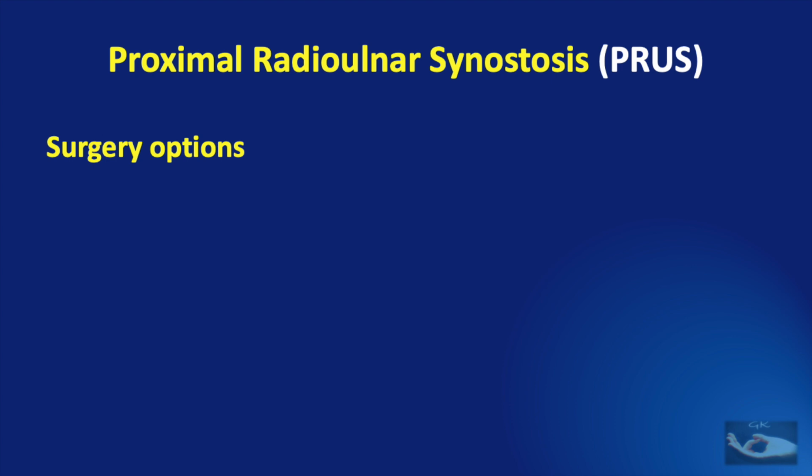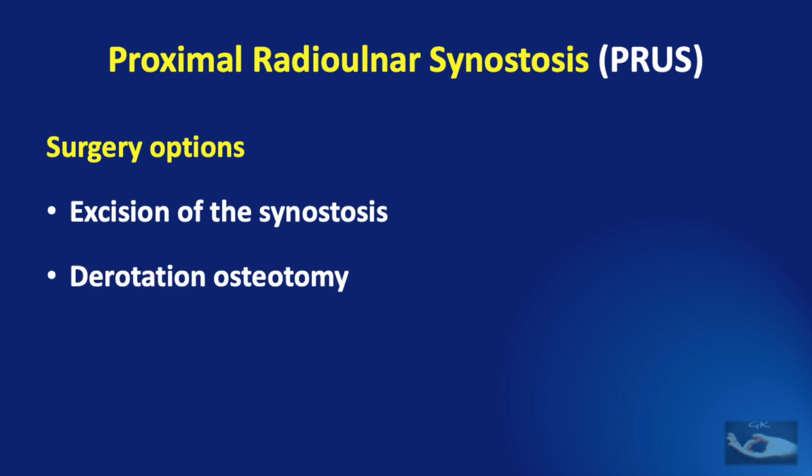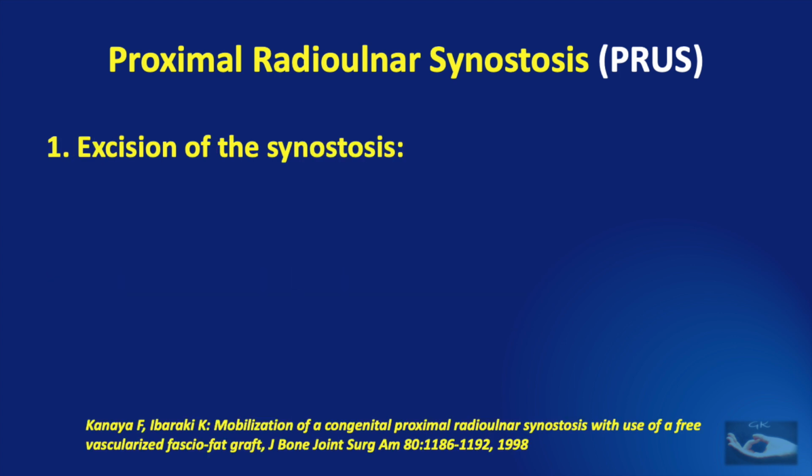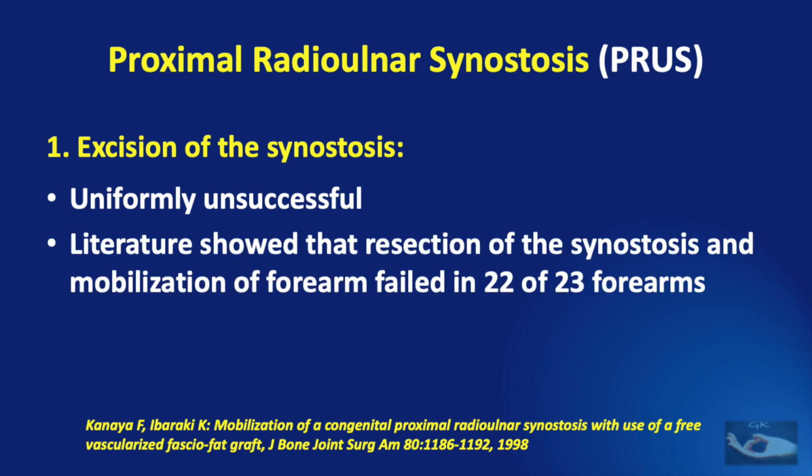There are two surgical options for management: excision of the synostosis and derotation osteotomy. The procedure of excision of the synostosis has been proved to be uniformly unsuccessful. Literature has shown that resection of the synostosis and mobilization of the forearm failed in 22 of 23 forearms. Interposition of a free vascularized fascial flap between the separated forearm bones may prevent recurrence of the synostosis, but the amount of forearm rotation gained is quite small.